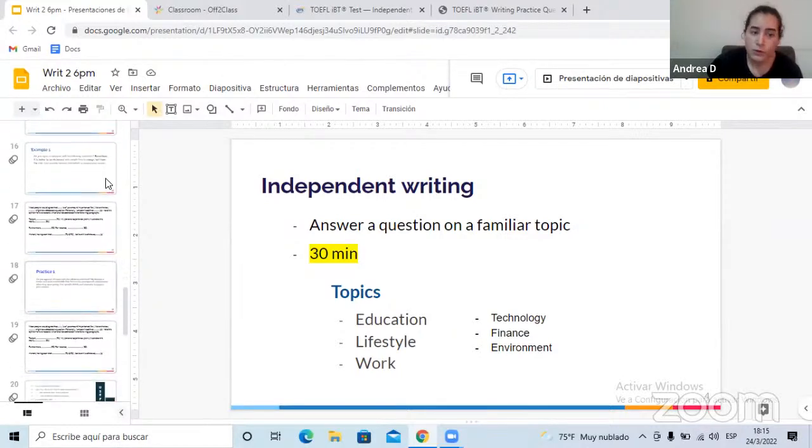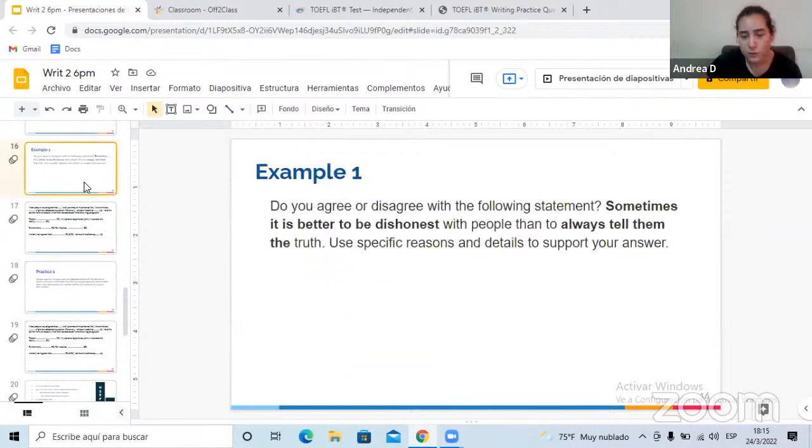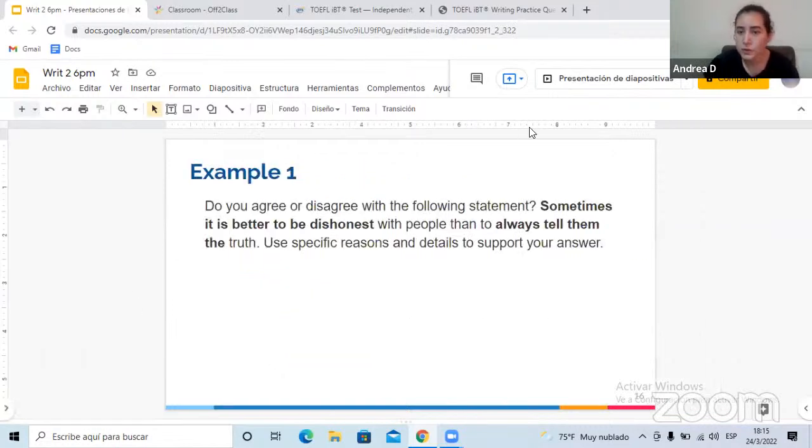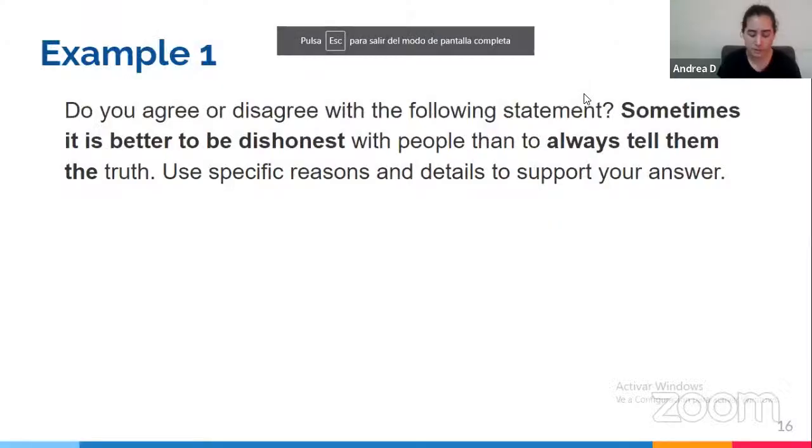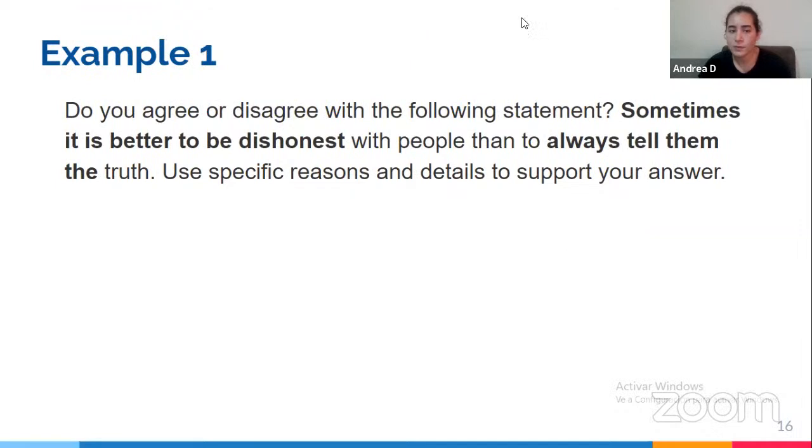So let's start right off with an example and see how we have to write this essay. So we're going to be working on this question here. Can anybody please read the question?